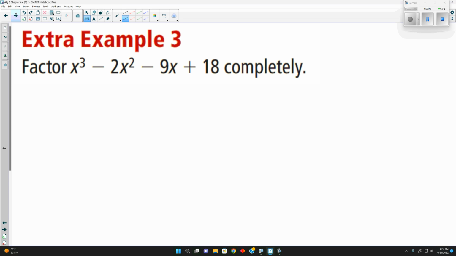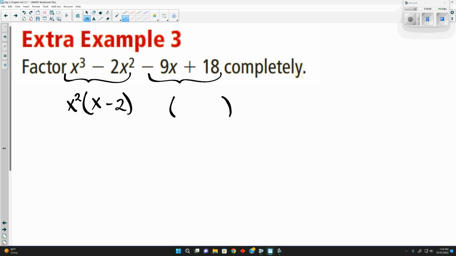So again, we can always group these with the first two terms and the last two terms. Now here, if we look at the first two terms, x cubed minus 2x squared, I can factor an x squared out. X squared out of x to the third is x. X squared out of negative 2x squared is negative 2. So what am I hoping I get in the parentheses over here? X minus 2.